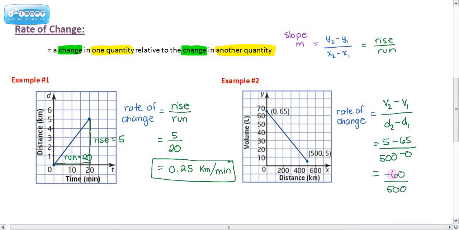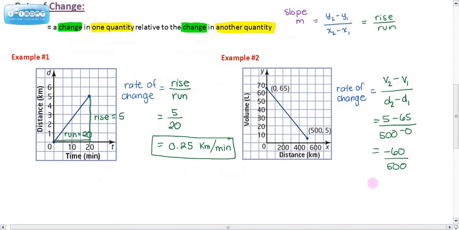So our minus 60 represents the fact that we're decreasing 60 liters over the distance of 500 kilometers. That value gives us negative 0.12, and our units are liters per kilometer. So what this rate of change tells us is that I'm decreasing 0.12 liters every kilometer. So you can think of this as our gas consumption example, where every time I drive a kilometer, my car uses 0.12 liters of gasoline.